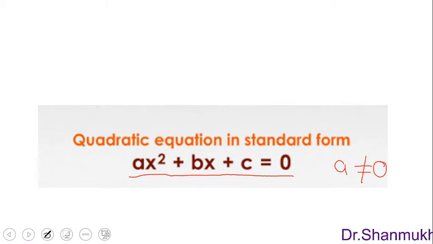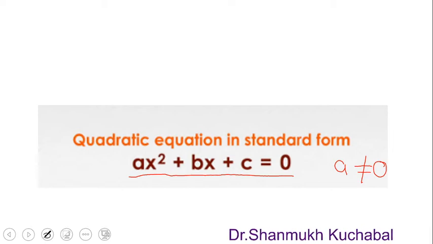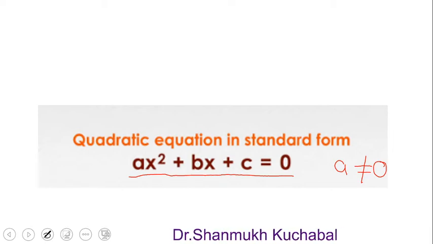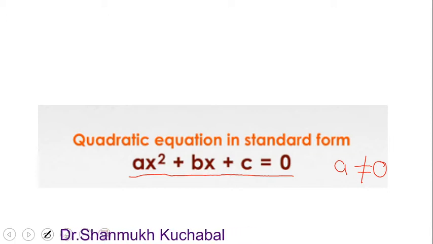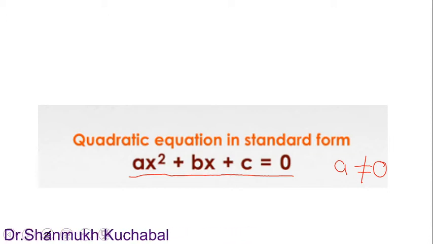If the highest power is 1, it is called a linear equation. A linear equation leads to only one solution. If the highest power is 2, then it is called a quadratic equation. Then it leads to two solutions. We are going to get two solutions.